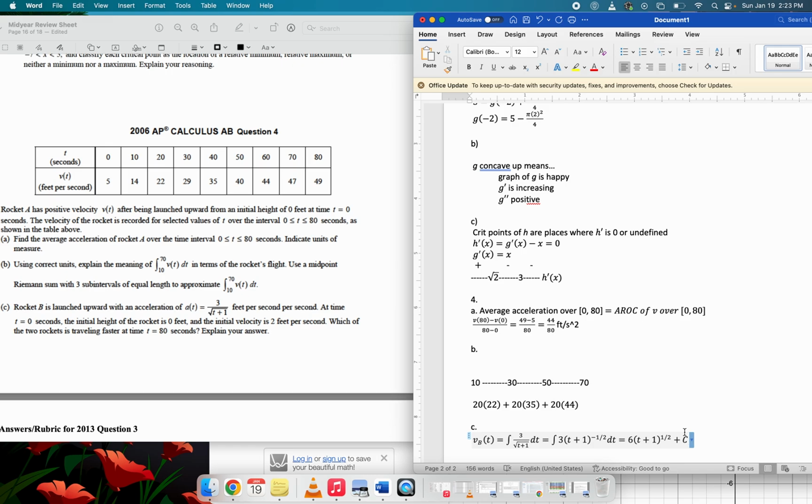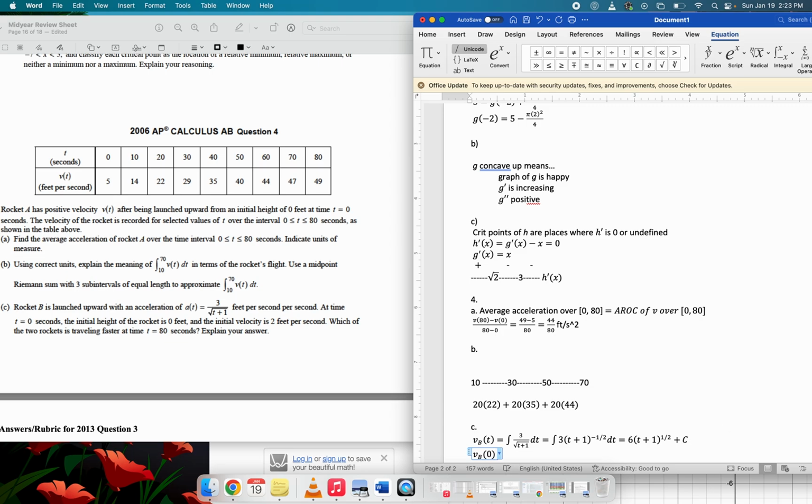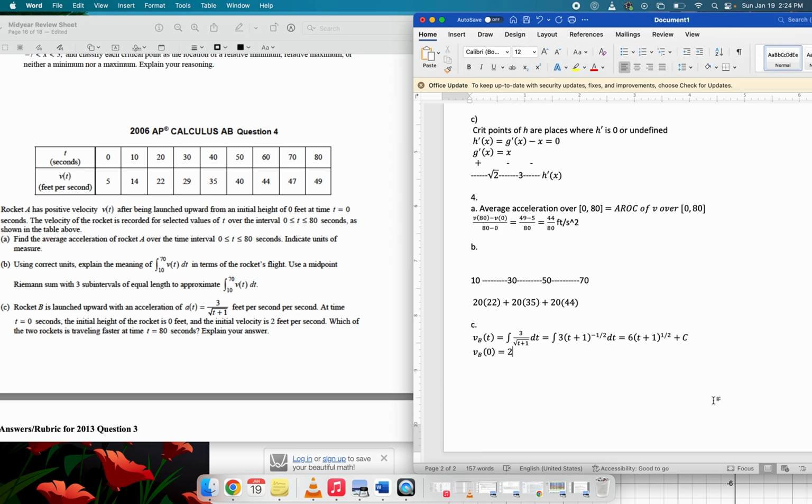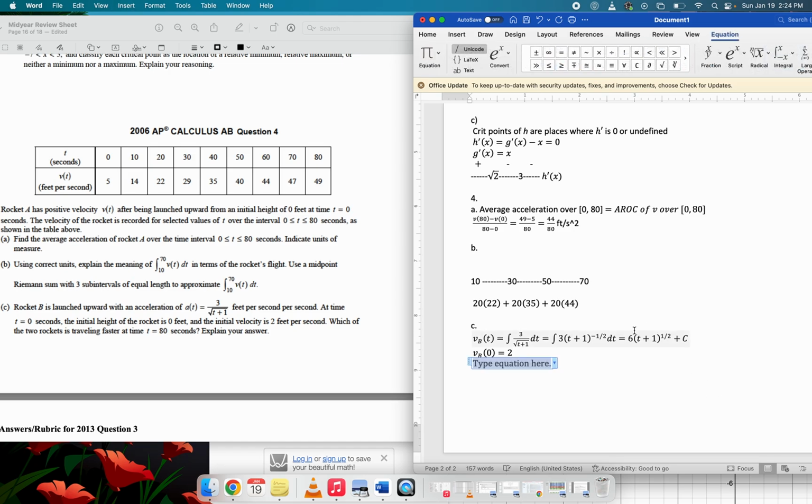Cool. Problem is I need to know what c is, right? I can figure out what c is by using the information they give you here. They say at time t equals 0, the initial velocity is 2 feet per second. Okay, so 2 feet per second. That means that v_B of 0 has to be equal to 2. So that means if I plug 0 in for t into this guy, I should get 2.